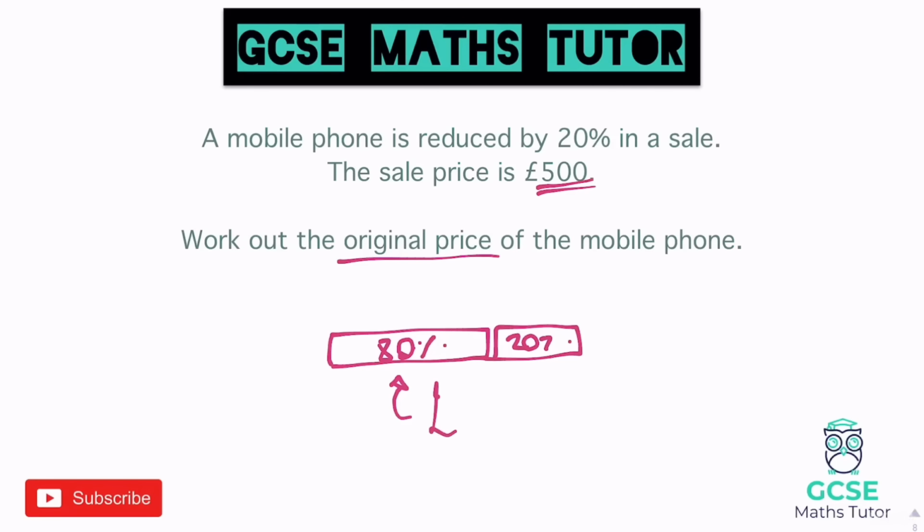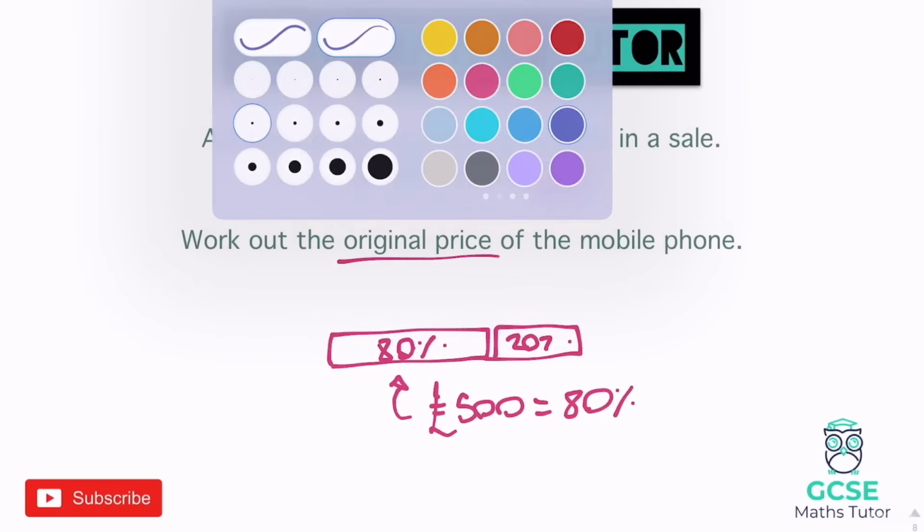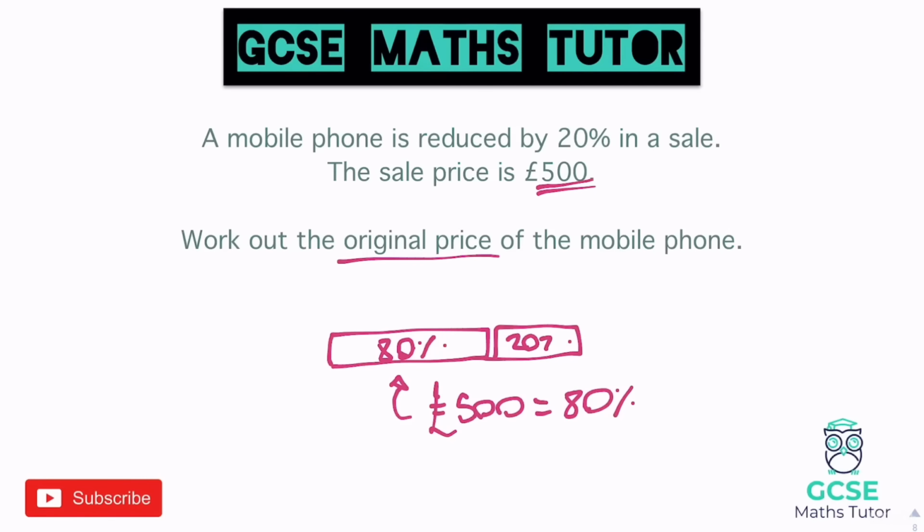So that £500 equals 80%, and I always like to write this down. Now we don't want to know what 80% is, we want to know what 100% is. So I just need to think, how do I actually turn this back into 100%? If we've got a calculator, this is nice and easy because we can divide that by 80, which will give us 1%. And if we do that on a calculator, 500 divided by 80 gives us £6.25.